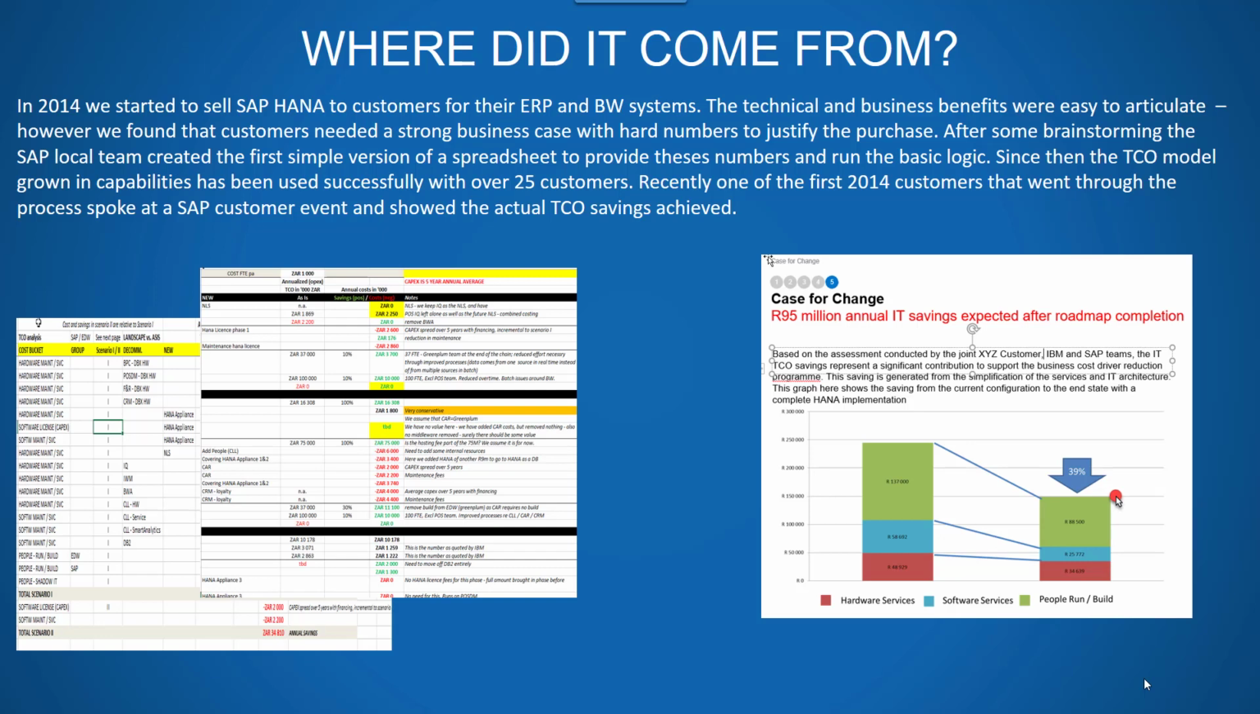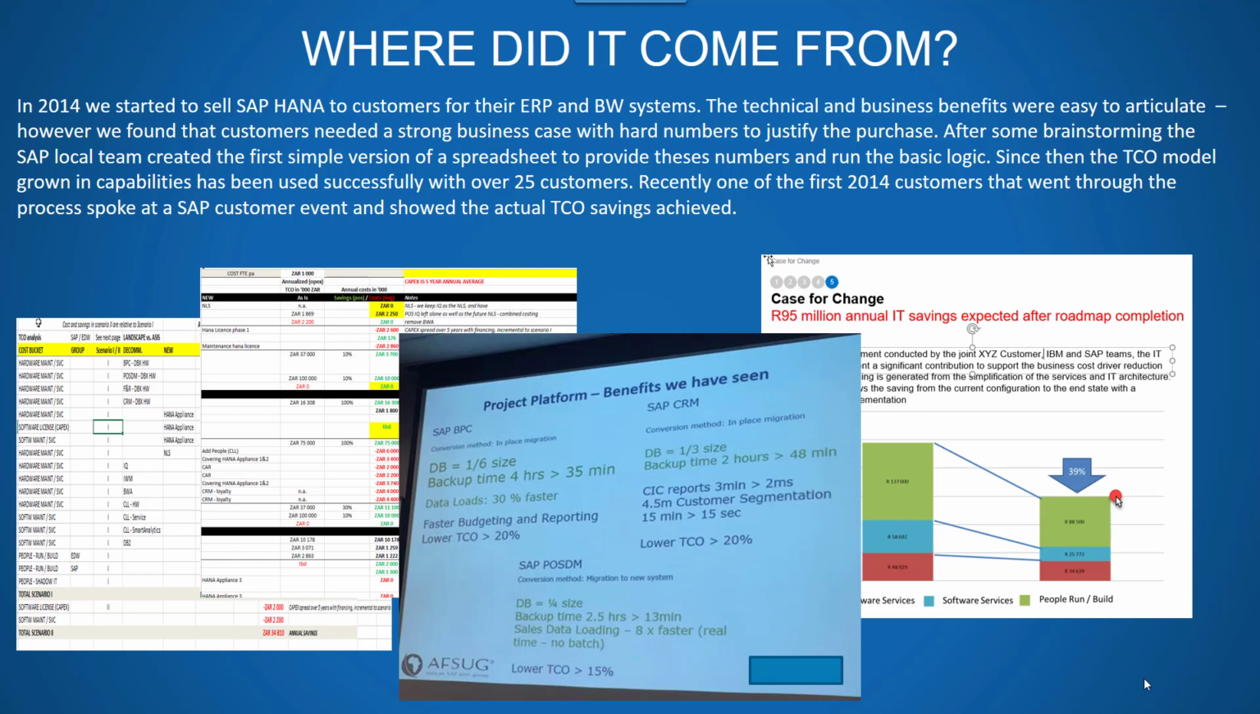The really nice thing about this whole process was, a couple of years later, once the customers had implemented HANA, done the migrations, and been running for a while, they were willing to stand up at some of our events and talk about the actual measurable total cost of ownership reduction savings that they had seen in their particular system. So this wasn't just a theoretical exercise, this was an exercise based in reality.